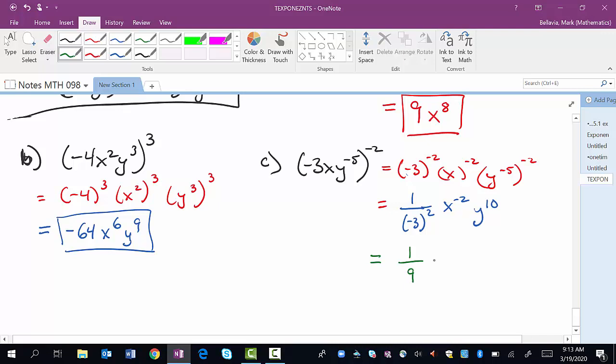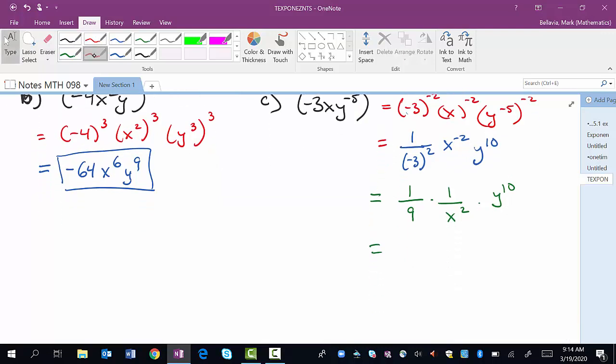X to the negative 2. Well, that's really 1 over x to the positive 2. Remember, we learned about the negative exponent rule. You make it 1 over, keep the base, make the exponent positive. And then y to the 10th, well, that's not a negative exponent, so it'll stay where it is. You can consider that to be in the numerator because it's really like over 1. We don't usually write it, but just so you can see it in this case, this is really over 1.